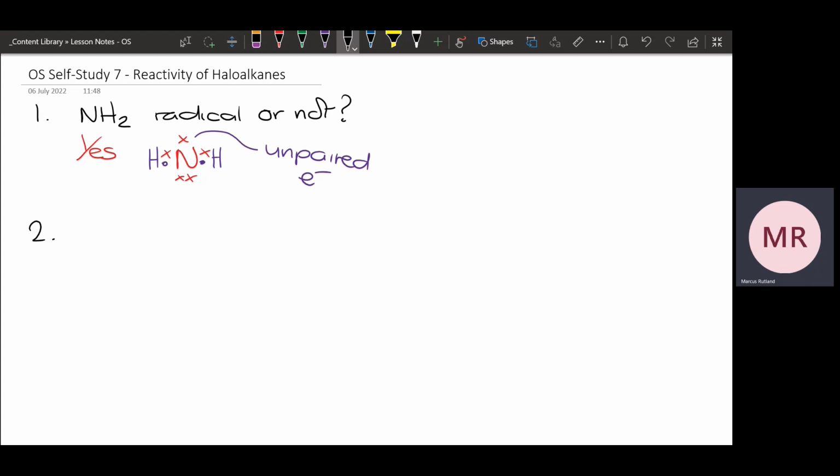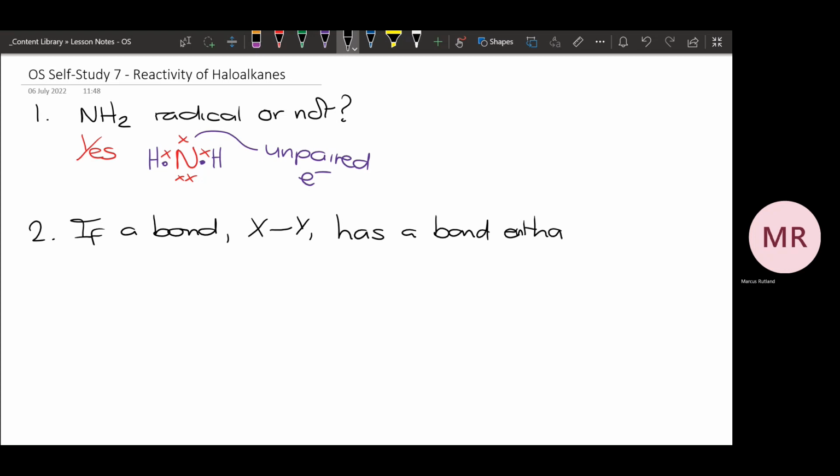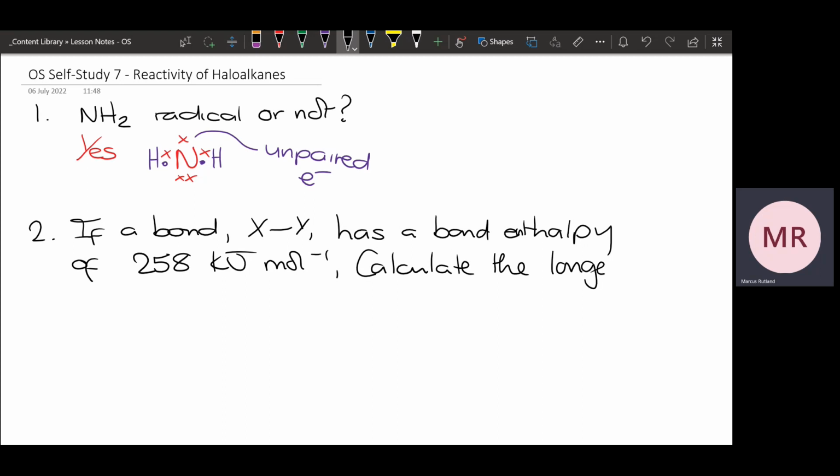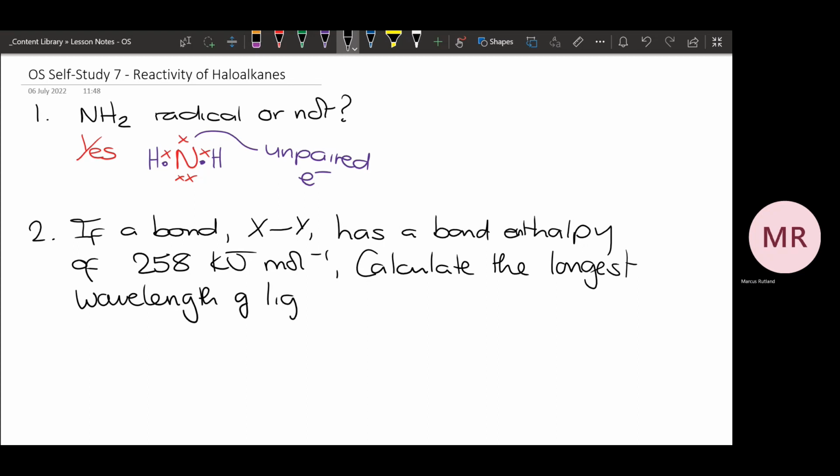Question 2, then, longer question. If a bond XY, doesn't matter what the substances are, has a bond enthalpy of 258 kilojoules per mole, calculate the longest wavelength of light in nanometers that can photodissociate it.